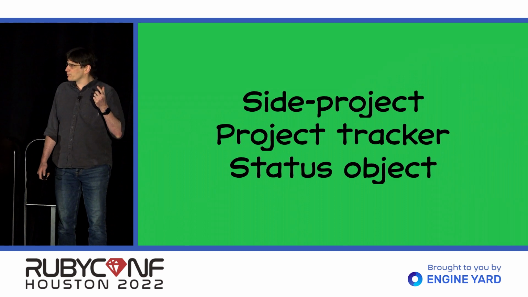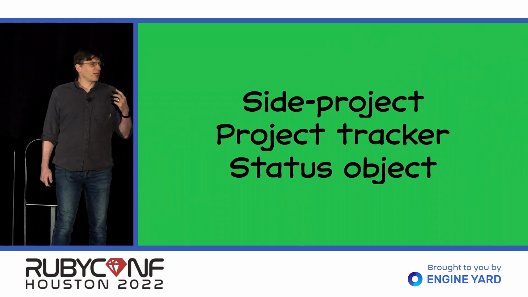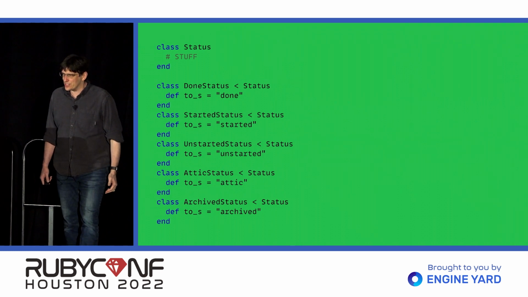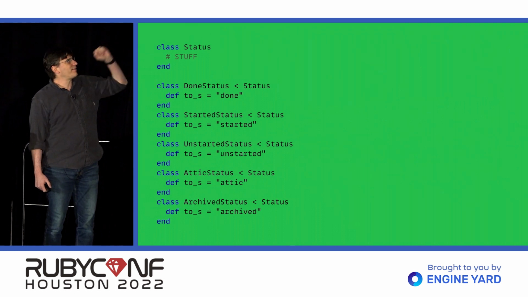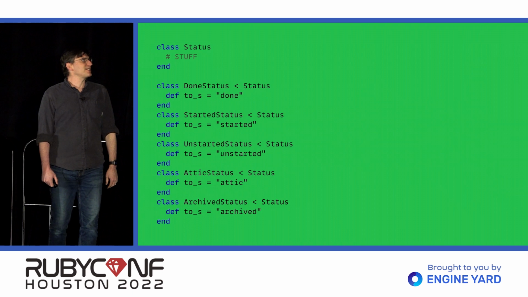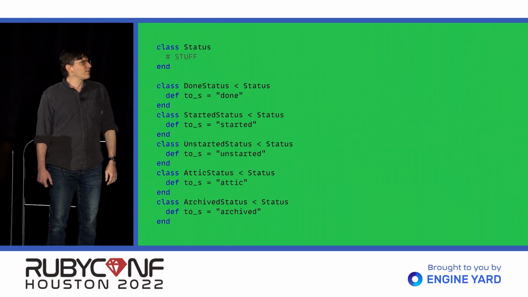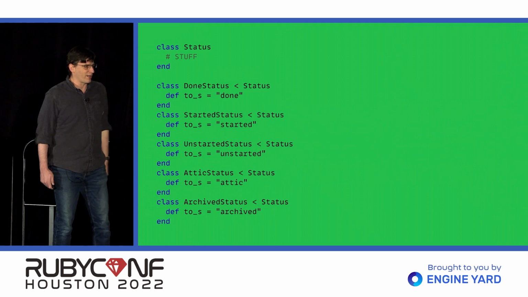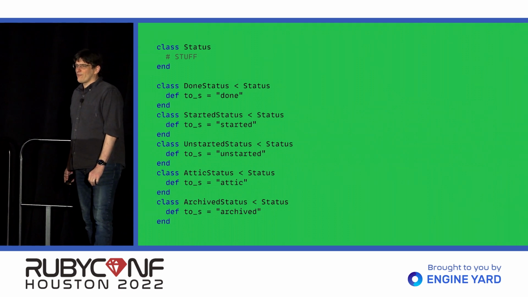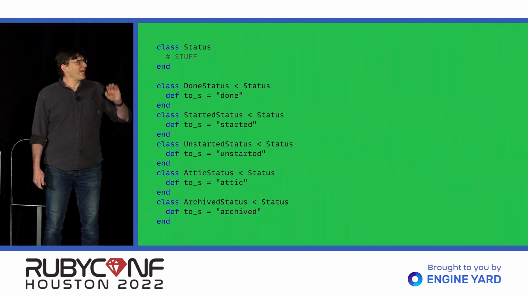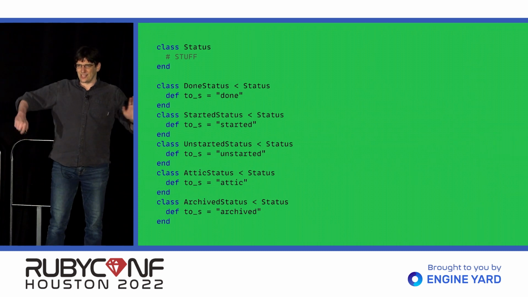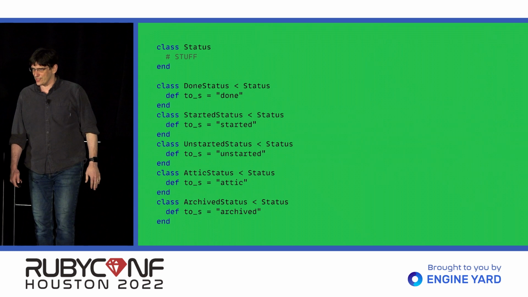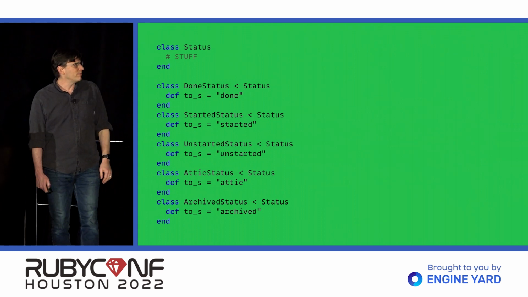Everything in the tracker is a card. Every card has a status, and the status has been abstracted out to its own object. So we have a parent abstract class called Status, and a series of subclasses that are the individual status types: done, started, unstarted, attic, whatever. Every client of this deals with the abstract class, and obviously we have all of these concrete classes that have other functionality too. This is just a simplified schematic of the problem.